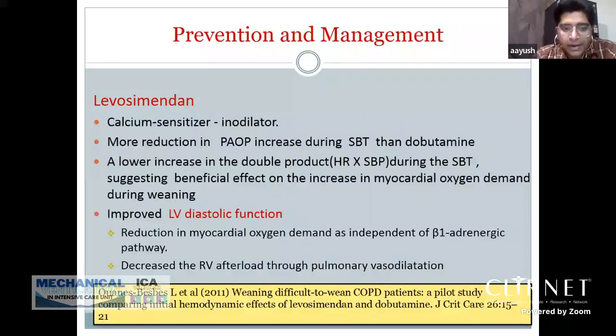Also, they found that a lower increase occurred in the rate pressure product during SBT, suggesting beneficial effects on the increase in myocardial oxygen demand during weaning. Levosimendan was also found to improve LV diastolic dysfunction. And remember that the main cause of weaning failure is the diastolic dysfunction, not the systolic dysfunction. When you use levosimendan, there's quite significant reduction in myocardial oxygen demand because it is independent of the beta-1 receptors, as compared to dobutamine, which acts on the beta-1 receptors also. Also, levosimendan can cause pulmonary vasodilation and further decrease the RV afterload. So by decreasing the RV afterload and the degree of ventricular interdependence, it can also reduce the LV filling pressures.